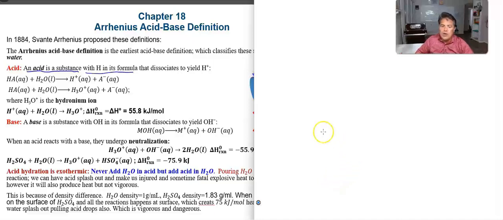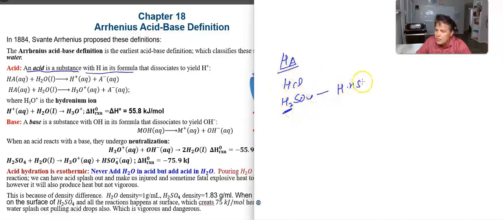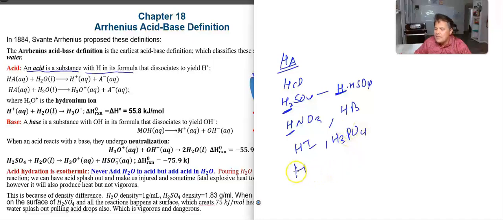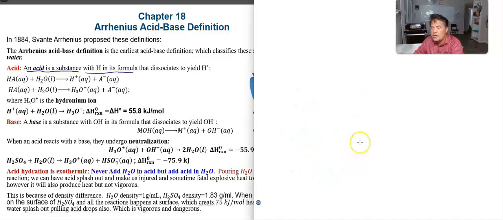So that's the acid, which has H in the front of the formula. For example, HA, HCl, H2SO4, which is actually HSO4 with hydrogen there, HNO3, HBr, HI, H3PO4, HClO. They all have hydrogen, so they dissociate in water and give hydrogen. They are all acids. So these are the Arrhenius acids.